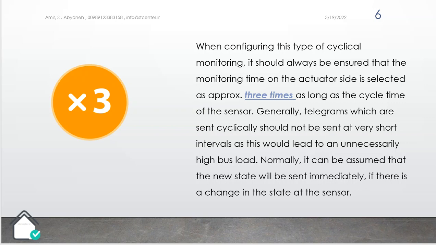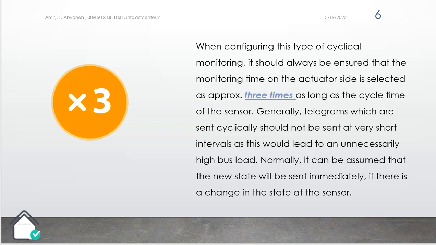The second one: when we want to do the cyclical sending from the sensor, we should try not to select a very short time. It means, for example, that every second the sensor should send some data. It is not good for KNX because we make the bus busy. So we can increase it to 1 minute, 5 minutes, 10 minutes, 15 minutes. It is important to take care of the cyclical timing of sending the data.